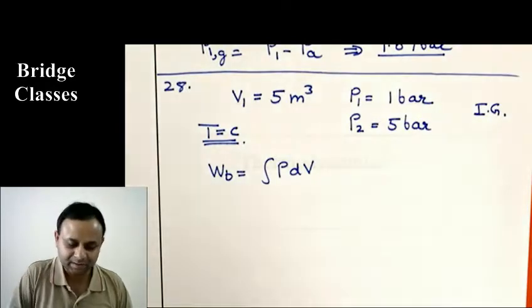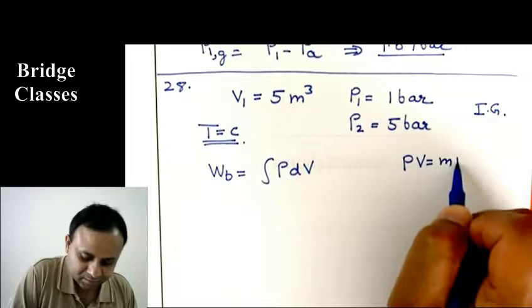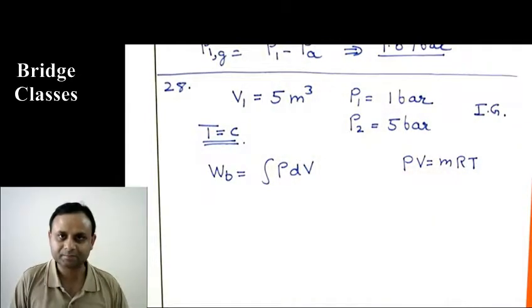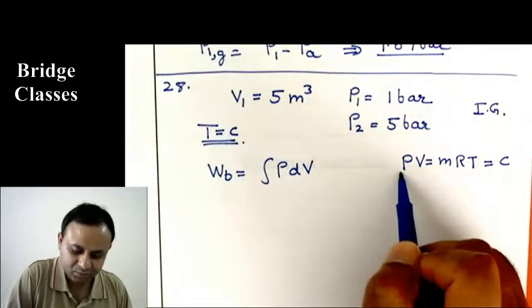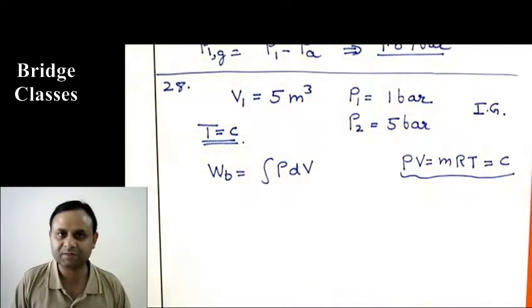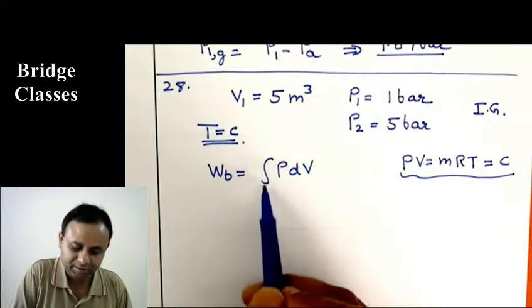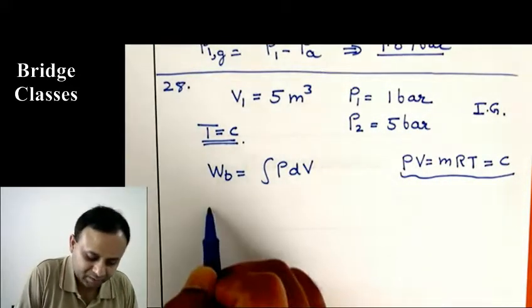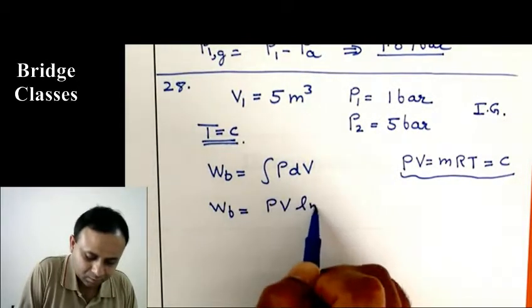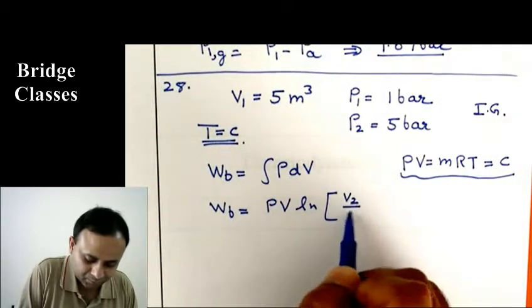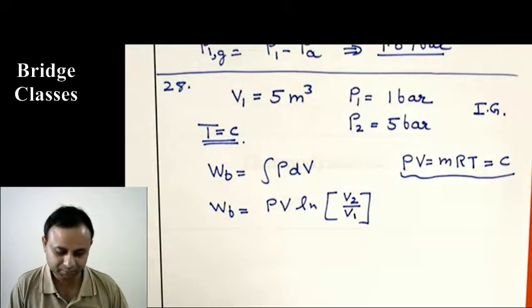And for an ideal gas, PV equals mRT. So if temperature is constant, that means PV is constant for this process. You integrate integral PdV, and you get boundary work is PV log V2 over V1.